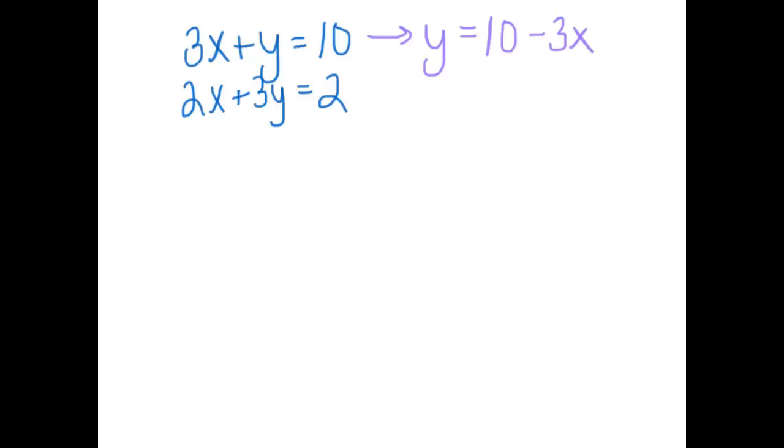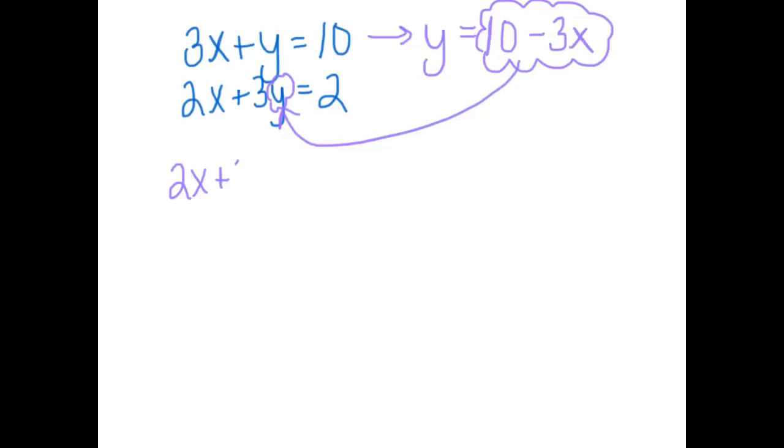Now it looks like it might be easier to use substitution here, just with that single step of isolating y. y is equal to 10 minus 3x, so we can substitute that in for y in the second equation. Instead of writing 3y, we can write 3 times the quantity, 10 minus 3x. Notice I just rewrote the second equation, but instead of writing y, I wrote 10 minus 3x. We now have a single equation with a single variable.